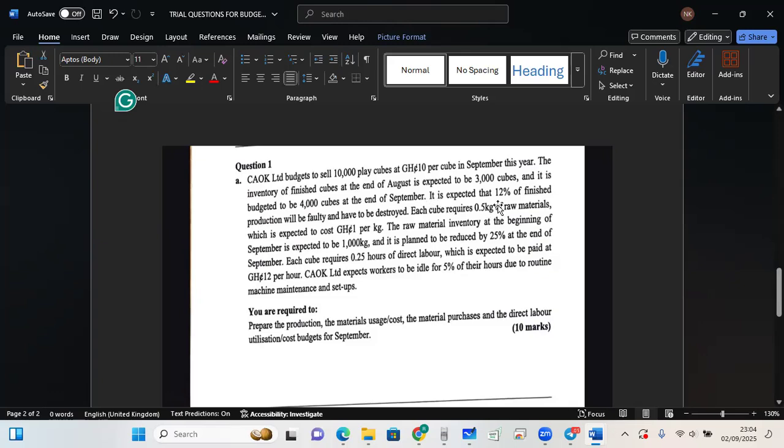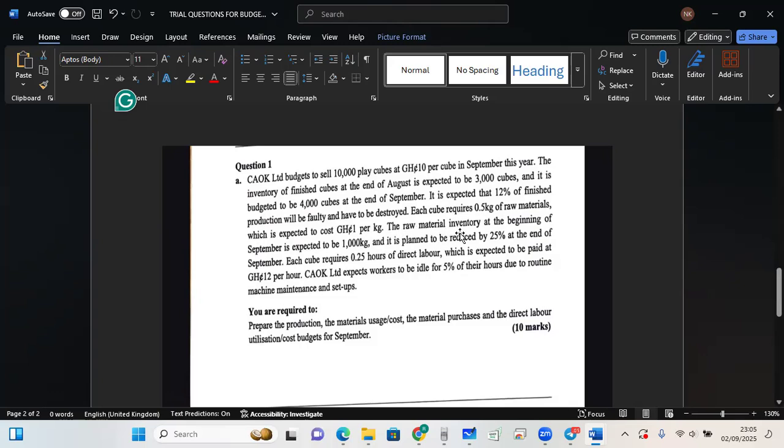It's expected that 12% of finished production will be faulty and have to be destroyed. Each cube requires 0.5 kilogram of raw material, which is expected to cost 1 cedi per kilogram.